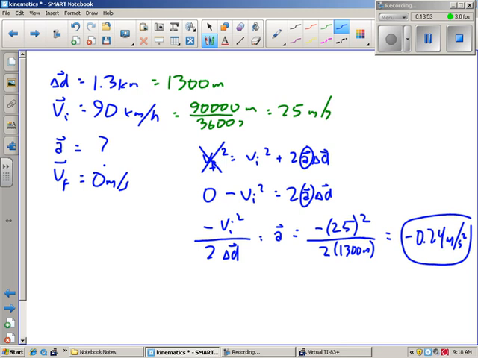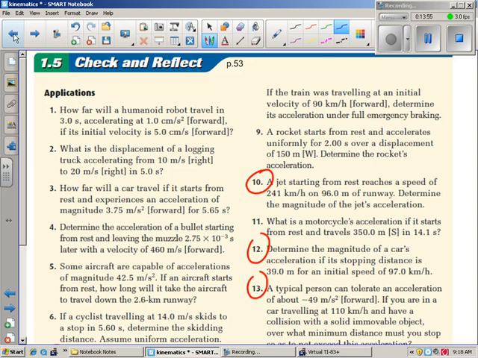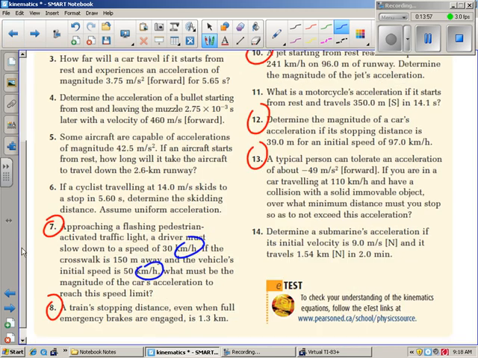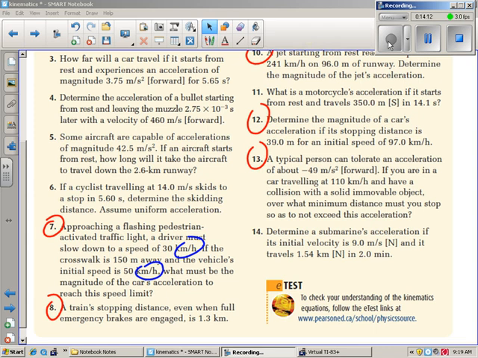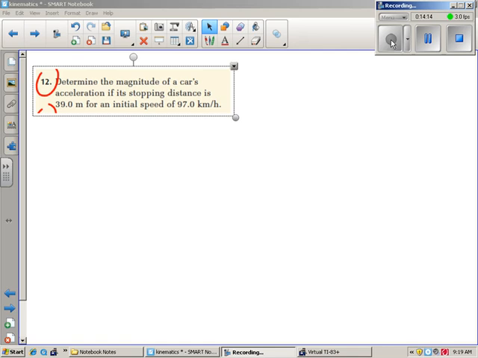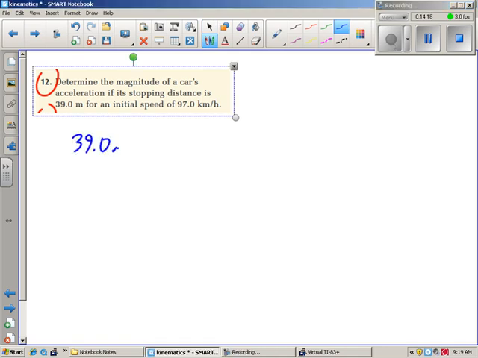12? Now let's take a look at 12 now, and we'll see if that covers it for us. Great. Number 12, determine the magnitude of a car's acceleration if its stopping distance is 39 meters for an initial speed of 97 kilometers per hour. So we got something that's 39.0 meters here. We've got something that's 97.0 kilometers per hour.